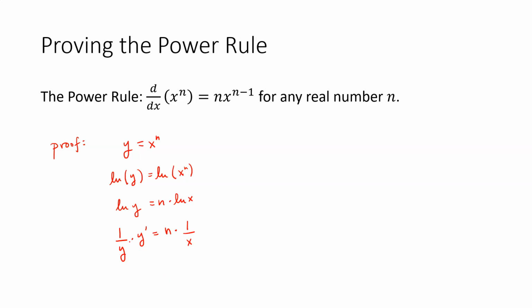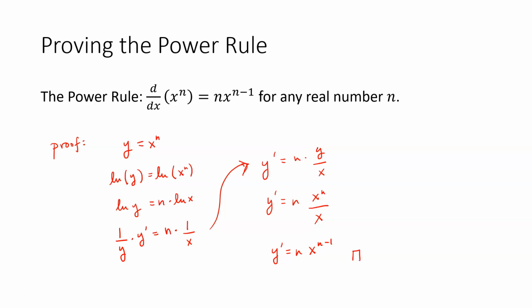And then I'll multiply the y to the other side. So we have y over x. And then putting the original y back in, which was x to the n, and then simplifying x to the n divided by x, which will be x to the n minus 1. And there we have it.